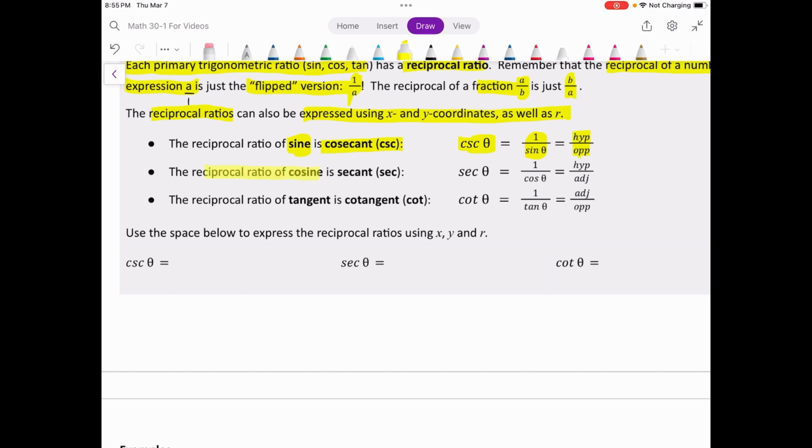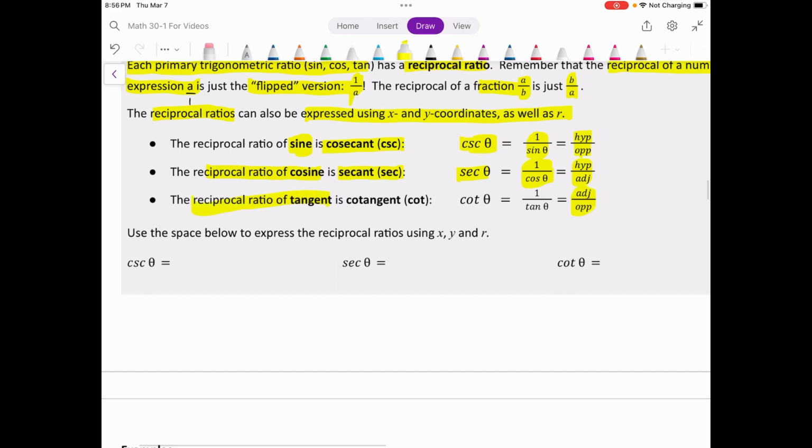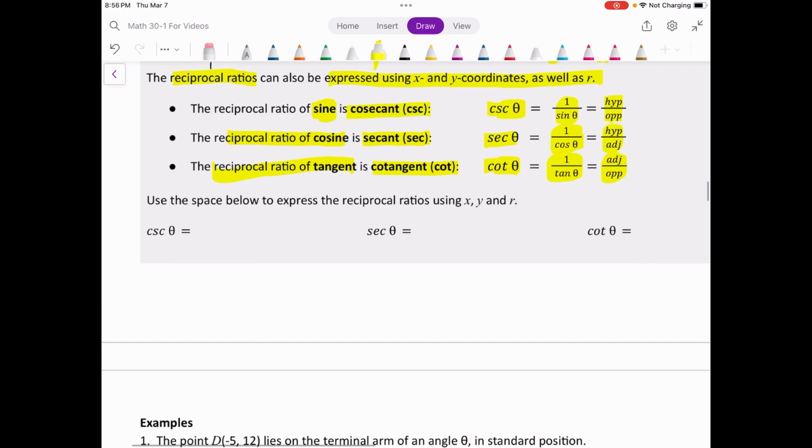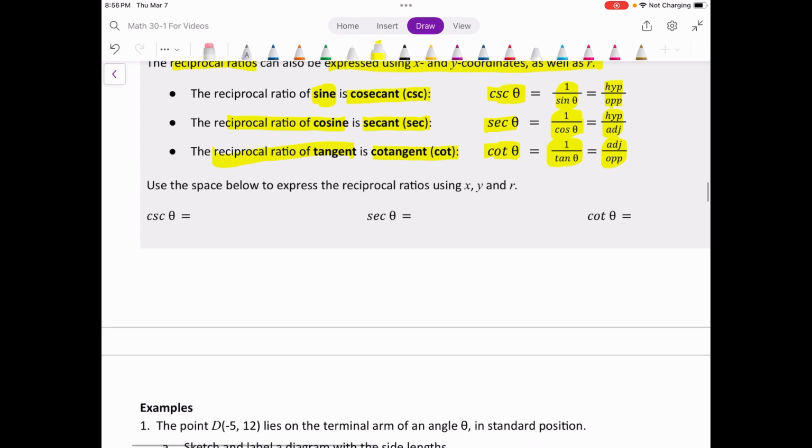The reciprocal of cosine is what we just call secant, or SEC for short. So just like cosecant is hypotenuse over opposite because it's the reciprocal of sine, secant is hypotenuse over adjacent because it's the reciprocal of cosine. And you can probably guess the reciprocal of tangent is going to be adjacent over opposite. And we give it the name cotangent, or COT for short. But like all the other trig ratios, these are just trig ratios. It's just that they're the reciprocal versions of the ones you already know and love, okay? So cosecant is the reciprocal of sine, secant, reciprocal of cosine, and cotangent, reciprocal of tangent.